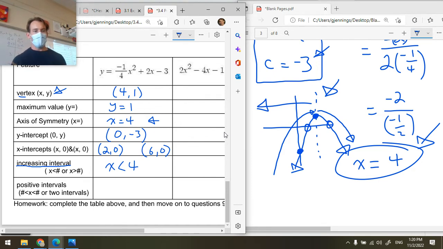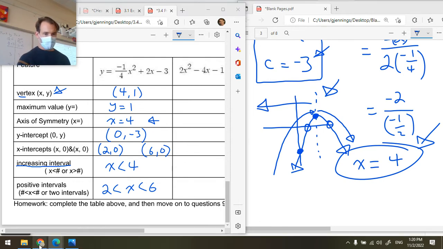And then I can also say, when does this quadratic have a positive value? When is this quadratic above the y-axis? It will be above the y-axis, in this case, between the two roots. So the positive interval here will be 2 is less than x is less than 6. And that would be the complete chart to analyze this quadratic for you to complete these homework type problems today.